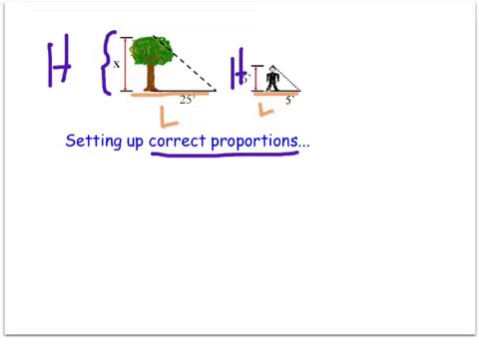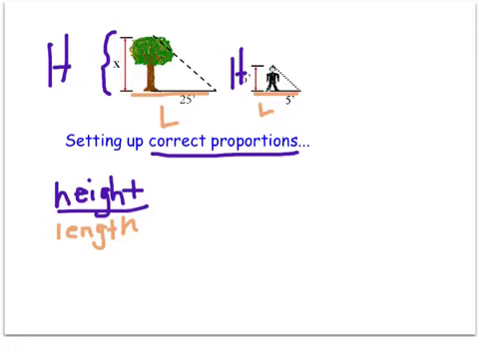So what that means is when I set this up, I have to write in words. I'm going to write height, and you have to write these words. If these words aren't written, you're going to be in very, very much trouble. Height over the length. Okay, we have to make sure that the correct numbers are going into the correct spot because otherwise we could mess up our proportion.